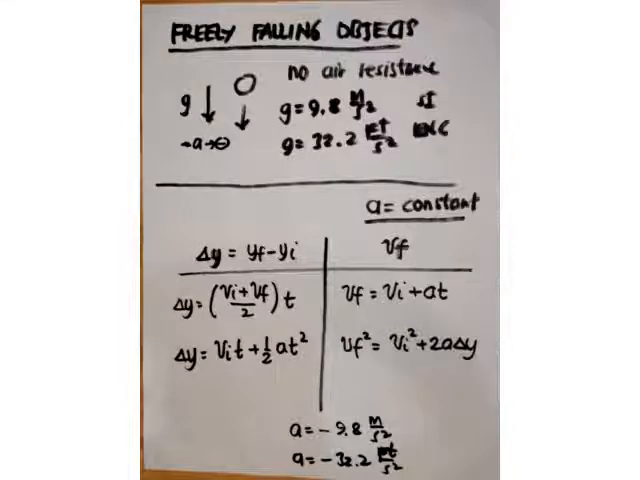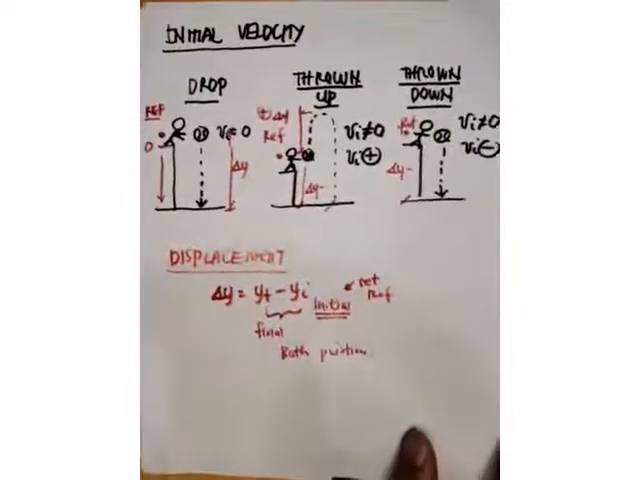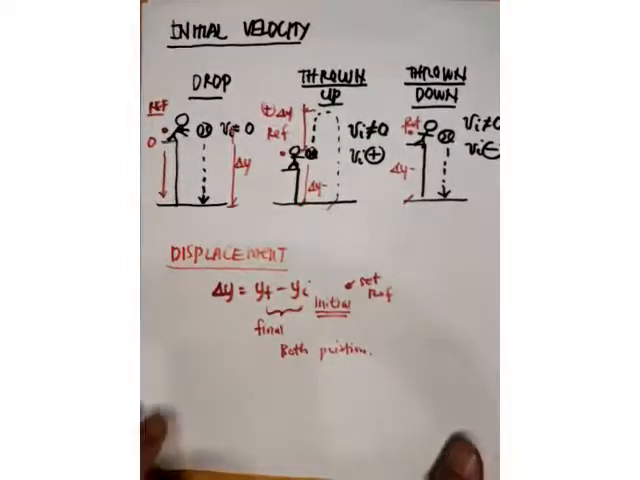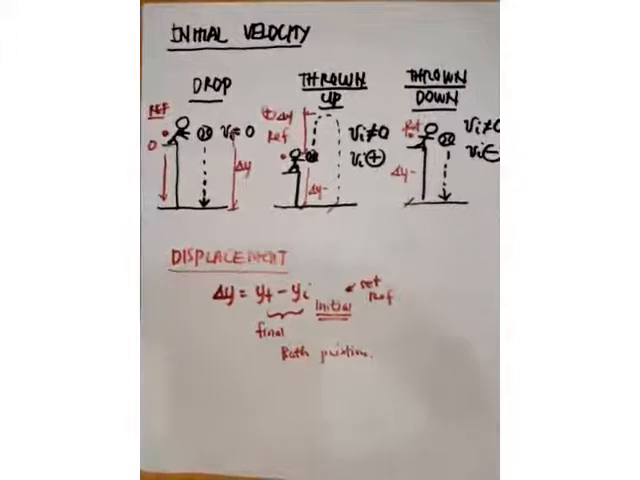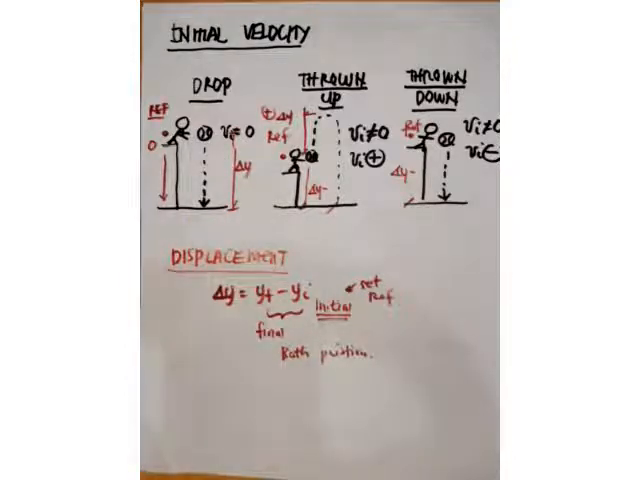Okay, so we also discussed the initial velocity. Mga iba-ibang paraan, paano yung nagiging initial velocity ng isang free-falling object. So una, pwede siyang drop. Pag drop, initial velocity is 0.